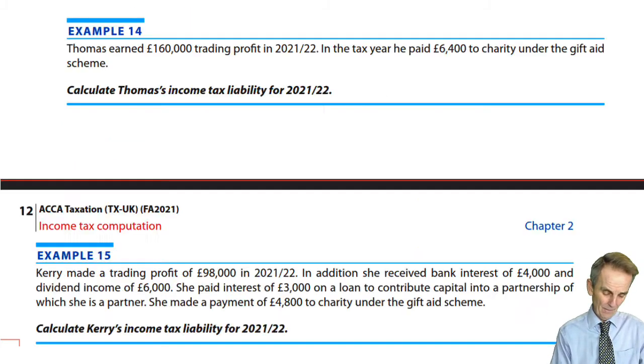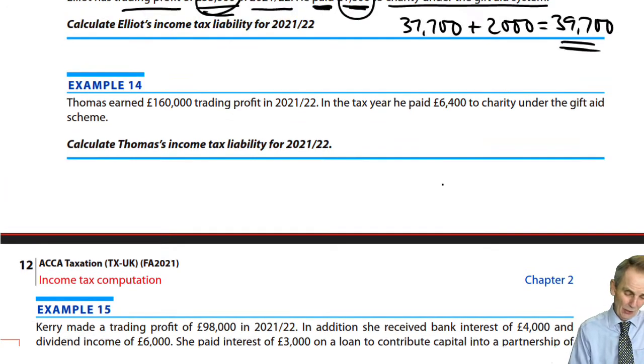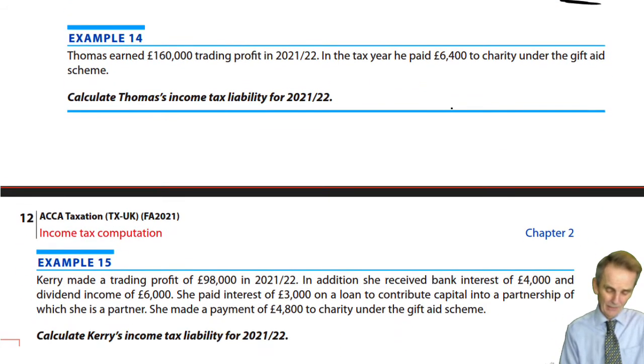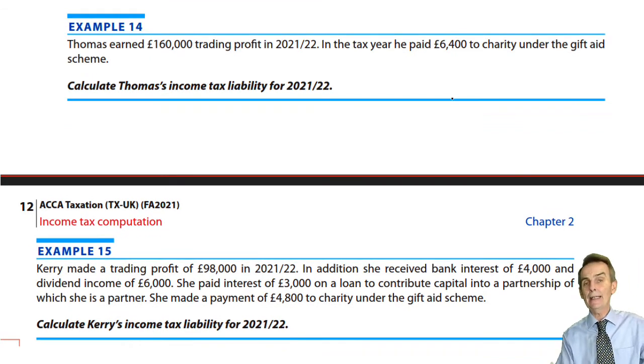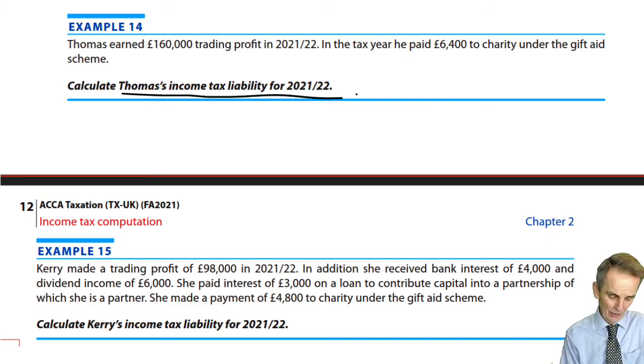Going back to your notes again now, and example 13, as you've just done, is followed inexorably by example 14. Right, what have we got? Calculate again Thomas's income tax liability for our tax year.